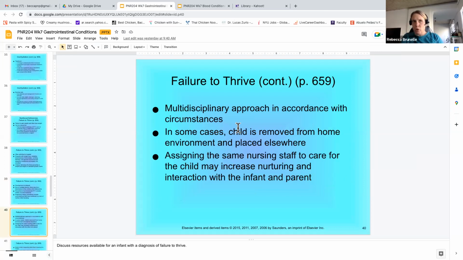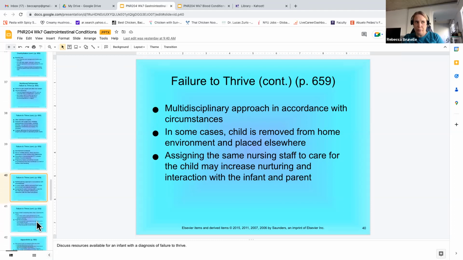Like most things that are complicated in kids, it's going to be a multidisciplinary team. Sometimes Child Protective Services gets involved and takes the kid away from the parents. And assigning the same nursing staff is really, really important, because usually the parents will bond with a couple of nurses and they'll be more receptive to education and teaching from those nurses that they know. So try to get a team of primary nurses for the kid that's been admitted for Failure to Thrive.